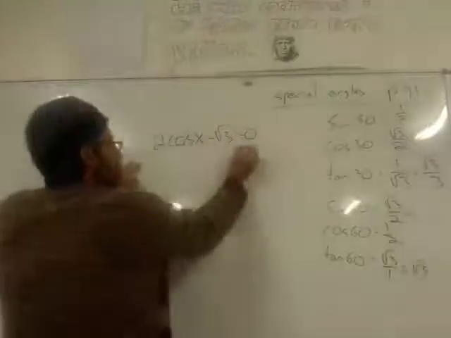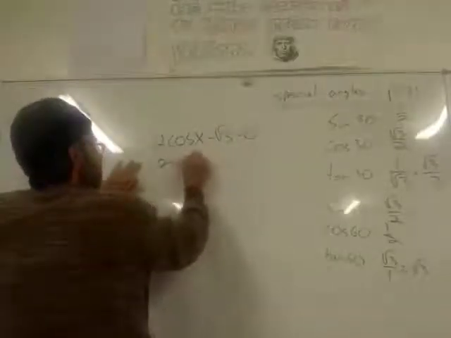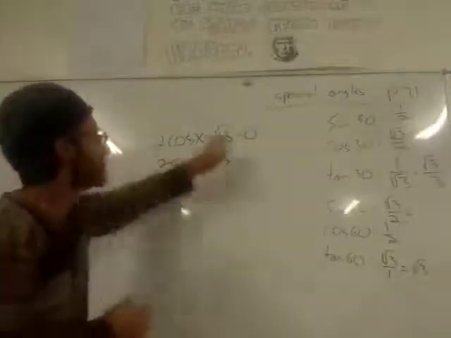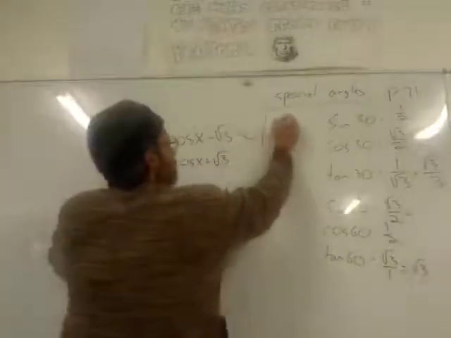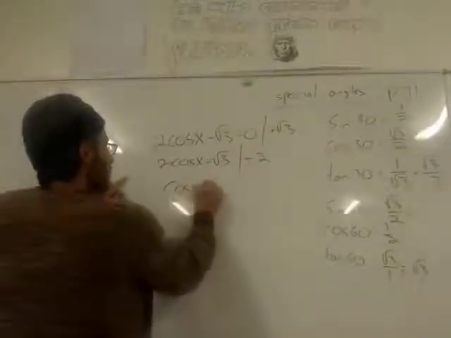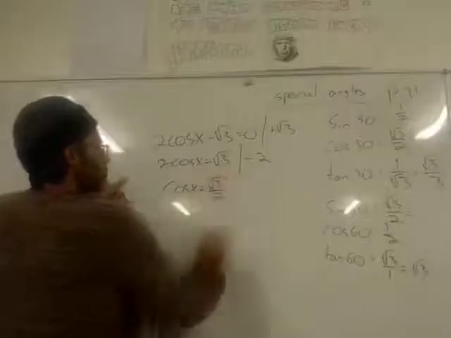So I'm going to push the square root 3 to the other side. I'm going to write 2 cosine x equals square root 3. Just simple algebra. Okay, I added square root 3 on both sides. Then I divide by 2 to get rid of that 2. Cosine x equals square root 3 over 2.